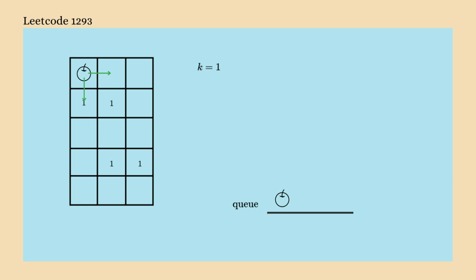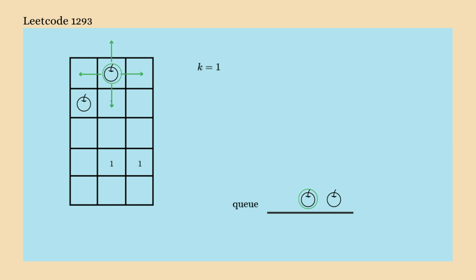That means we can either go right, where we push the second apple to the queue to represent this situation, or we can go down, where we push the third apple to the queue to represent this situation. Since we are done for the first apple, we pop out the first apple in the queue. So the next step is to consider the second apple, since that is the first item in the queue.